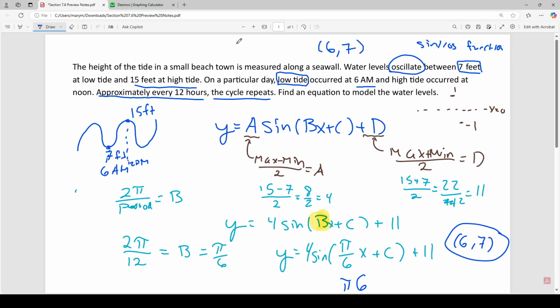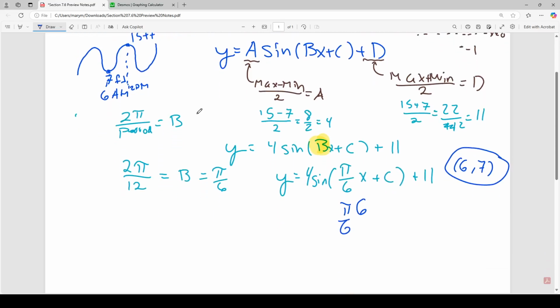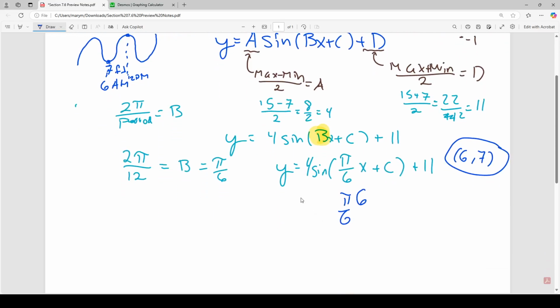It would also be equally correct to plug in 12 and 15 instead, because they also gave us that at noon it's 15 feet. So either of those is fine. I just already noticed that plugging in 6 is going to be pretty nice, because I get 4 sine of pi over 6 times 6 plus c, plus 11 equals 7.